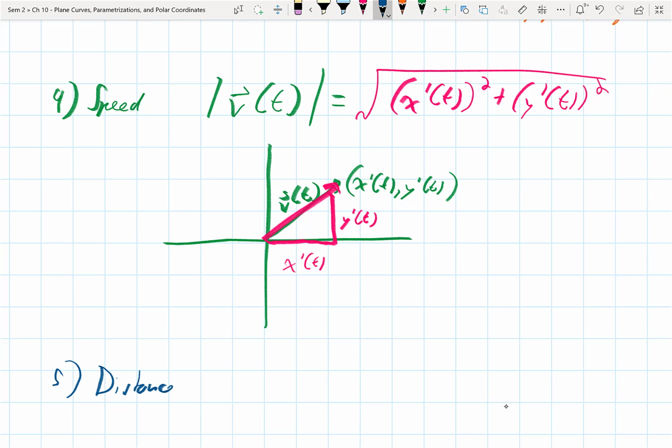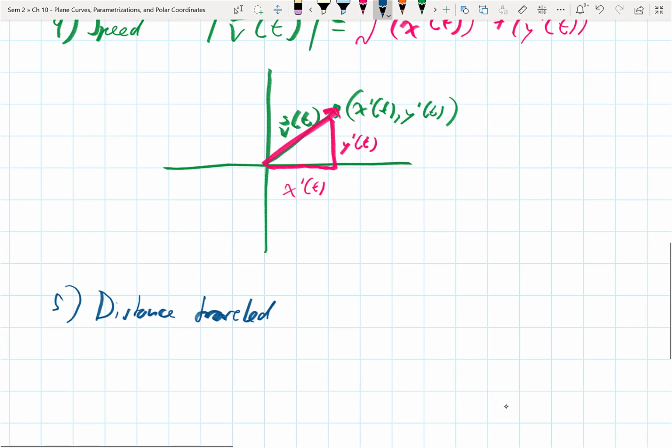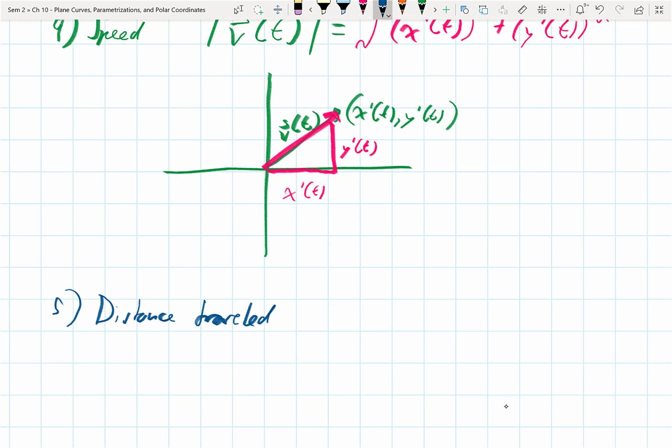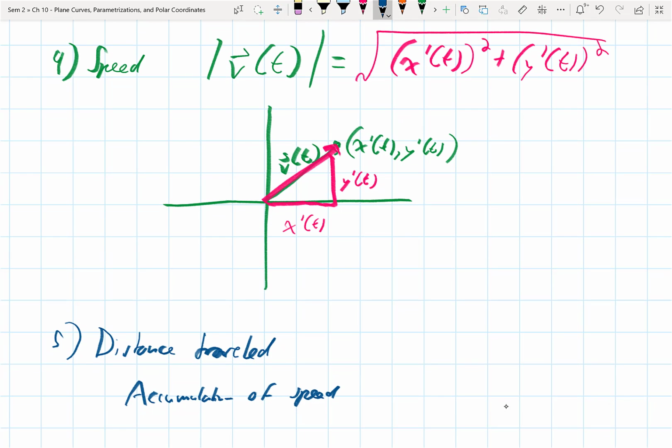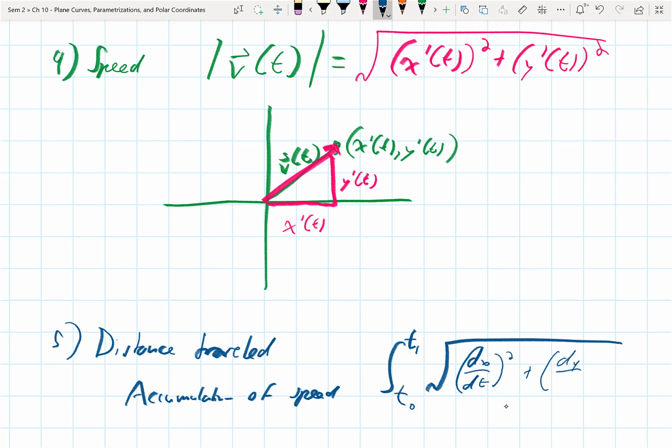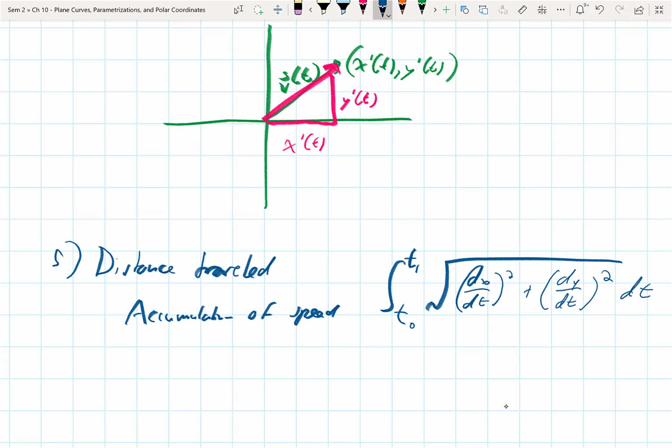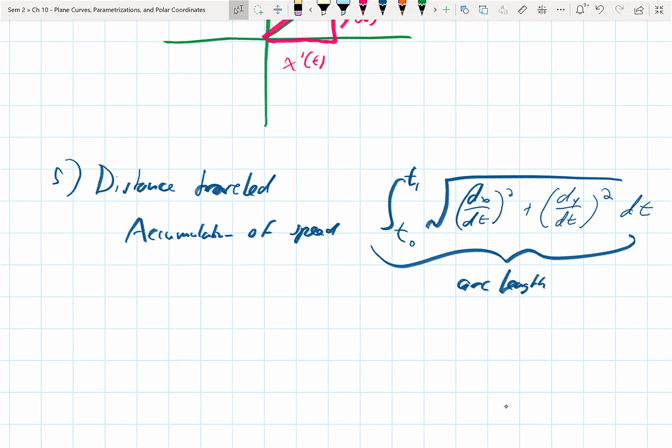Last concept, distance traveled. How much distance? Well, distance traveled can be thought of as an accumulation of speed. So if I have a function that is speed, and up above we do have a speed function, then I can do an integral from t sub 0 to t sub 1 of that function. So it's the integral of the square root of x prime of t, which I'm going to write as dx/dt, squared plus y prime of t, which I'm going to write as dy/dt, squared, dt. And this should actually be familiar to you because this is also arc length. Distance traveled is an arc length.